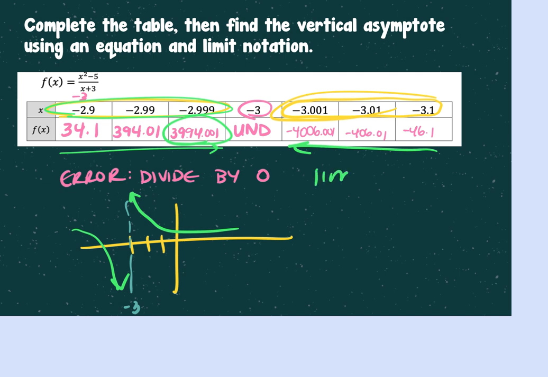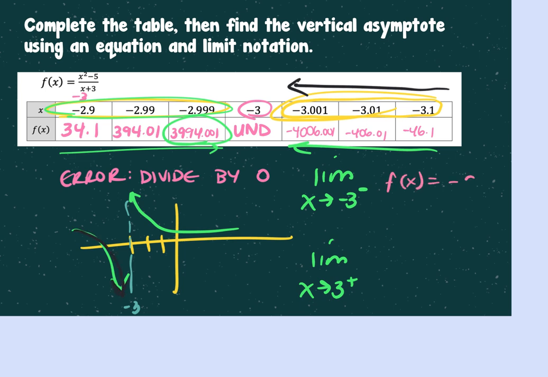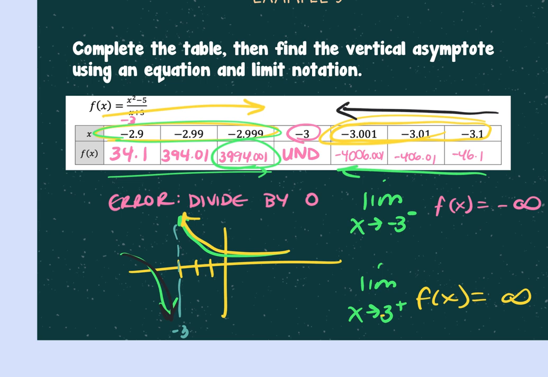Just be careful. So the limit as x approaches -3, I need it from the left and I need it from the right. As it's getting closer to -3 from the left, these values are approaching negative infinity, so it's decreasing without bound. And then as the x values are approaching -3 from the right, that's actually this side, my y values are getting bigger without bound, which means f of x equals positive infinity. Good job.